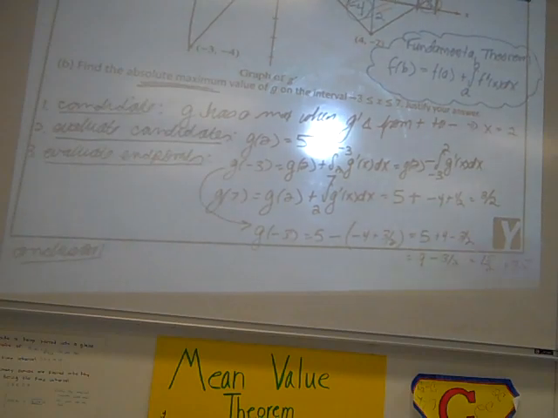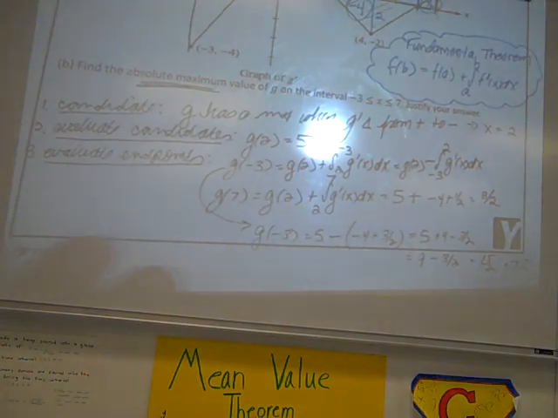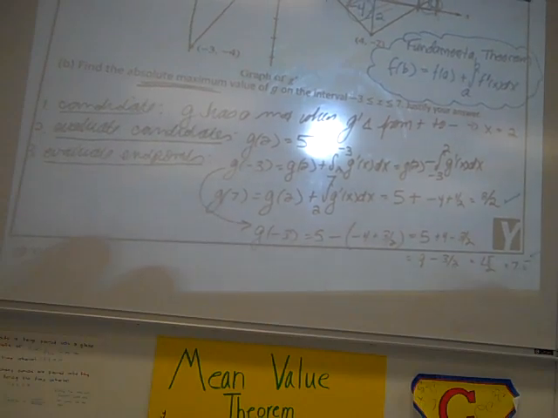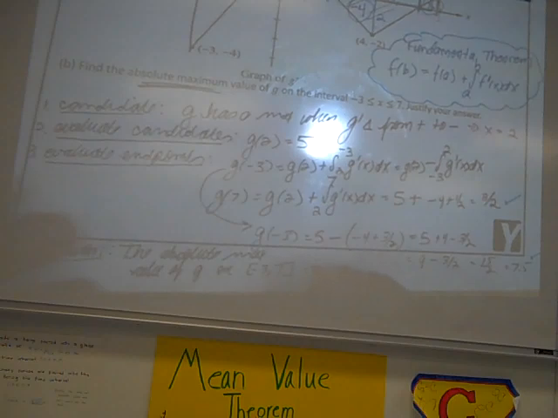We have to make a decision. Is the maximum value at the candidate that has a value of 5? Is the maximum value at 7? That value is 3/2 or 1.5. Or is the maximum value at negative 3, 7.5? Ding, ding, ding. The conclusion would be the absolute max value of g on the interval, and we want to be really careful, is 7.5.